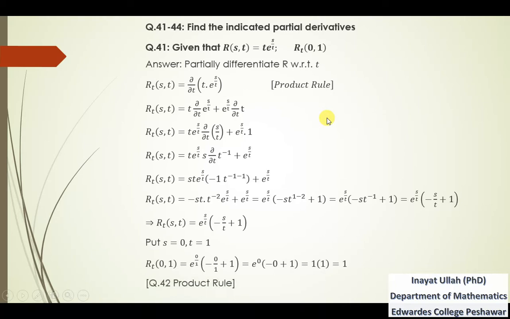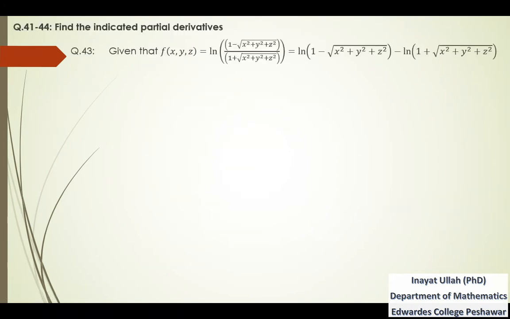Question number 42 is the same, just like that. Use the product rule to find the indicated partial derivative. Now here we are, question number 43, the same statement: find the indicated derivative.